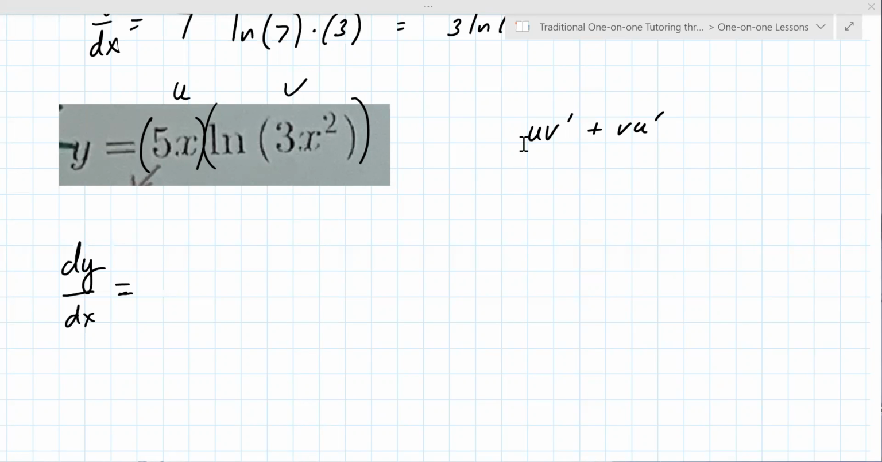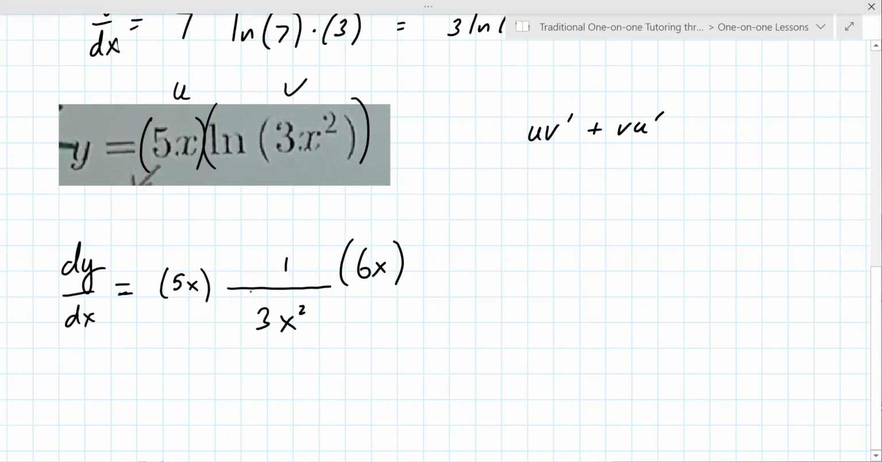Do you use the uv prime and the vu prime here for your product rule, or do you use something else? Do you use f and g? No, I use that. Okay, so we're gonna keep the first 5x, and we're gonna take the derivative of the second. So derivative of ln is always 1 over whatever's inside parentheses. So 3x squared times the derivative of the inside function, which is 6x.